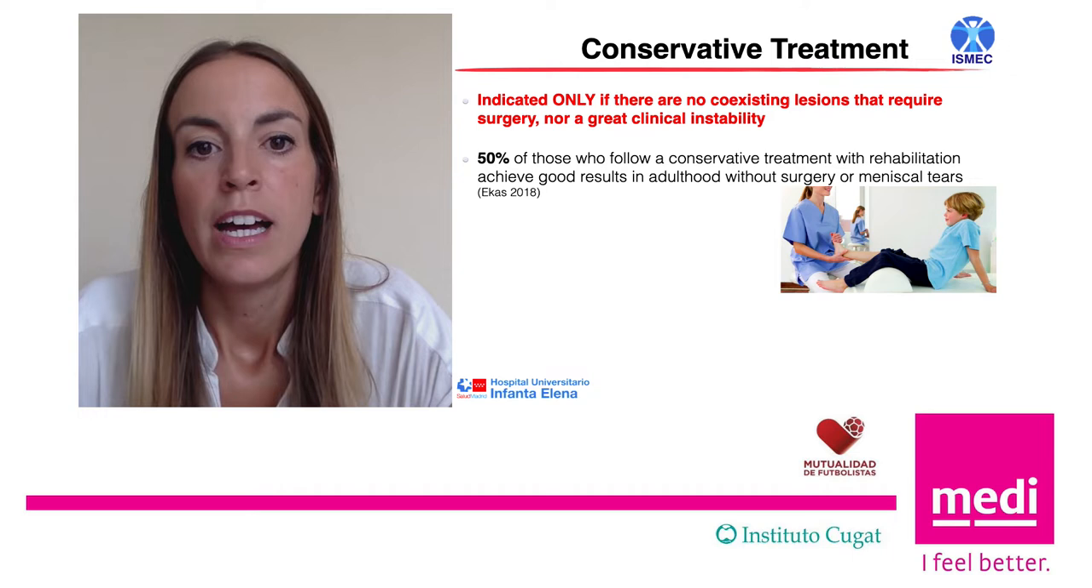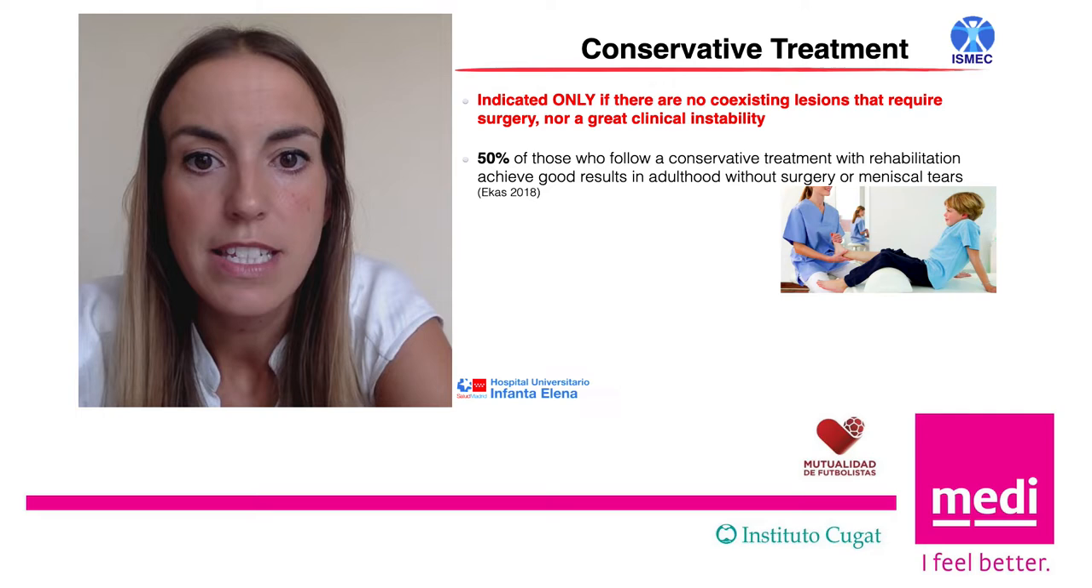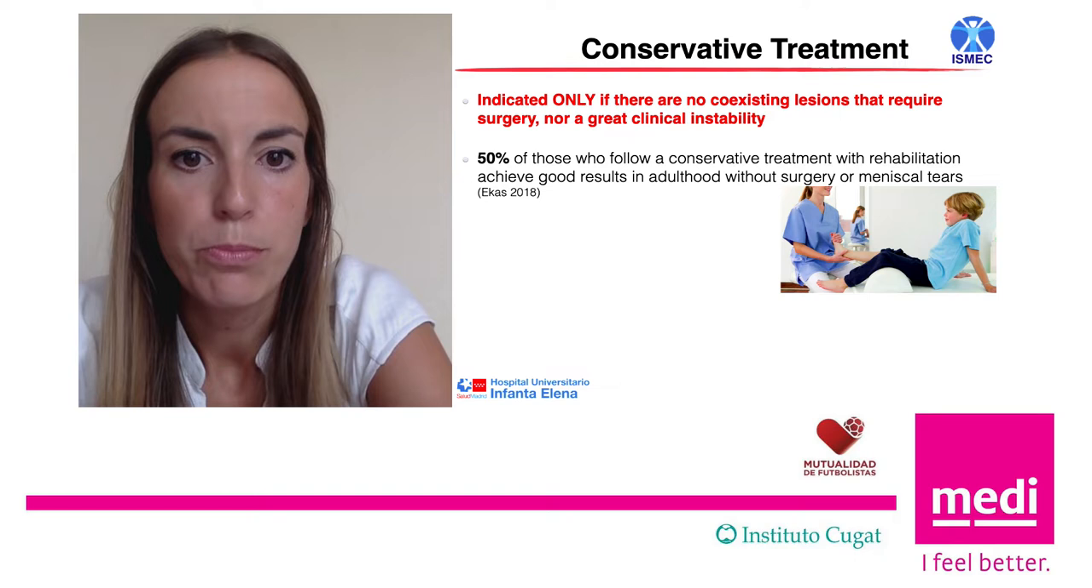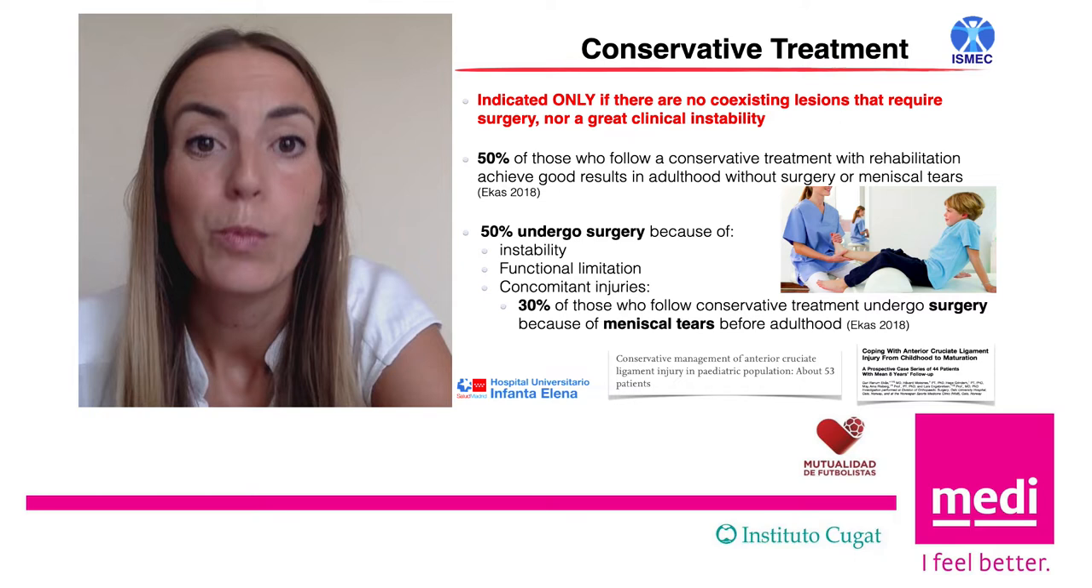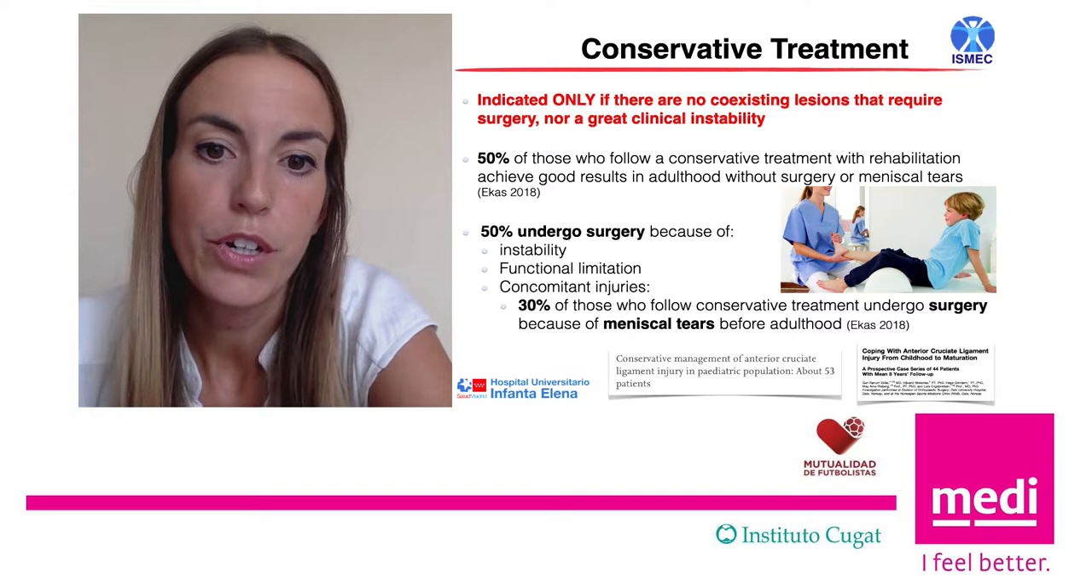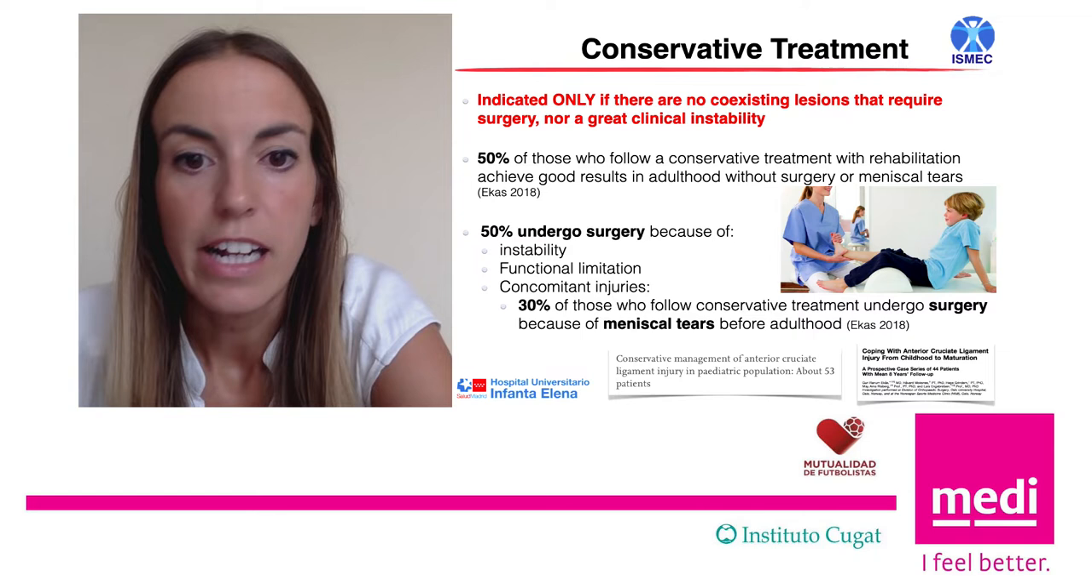These studies that I've talked about before showed that 50% of these kids that have followed a conservative treatment with a good rehabilitation program achieve good results in adulthood without surgery or meniscal tears, which is a really good result too. The other 50% of these patients will undergo a surgery because of instability, functional limitation, or other injuries that will appear, such as meniscal tears, that account for 30% of these patients who undergo a surgery.